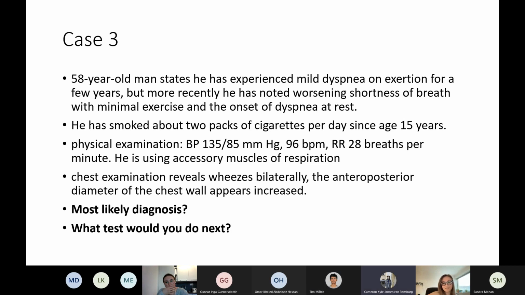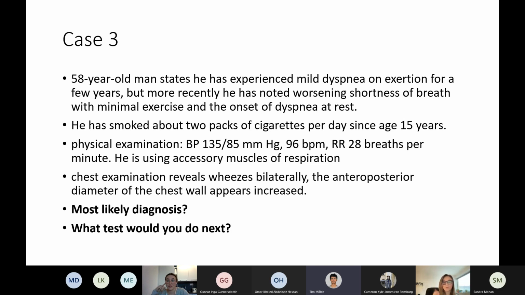COPD. Yes. Okay, that's great, but why are we thinking that? Because of the barrel chest, perhaps, emphysema maybe. And also, 2 packs of cigarettes per day, most likely fibrosis has damaged the elasticity. Also, it must have been progressive when it was on exertion for a few years, and now it's becoming more acute.